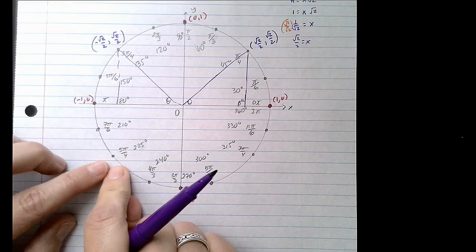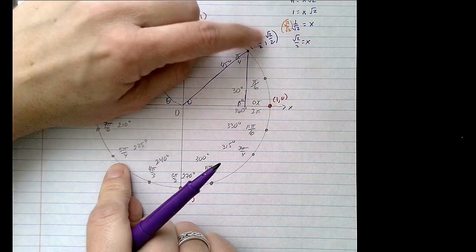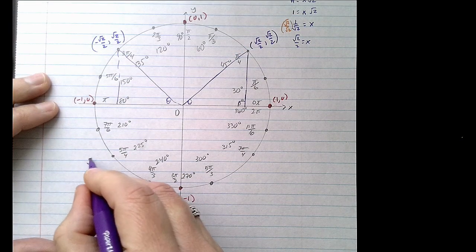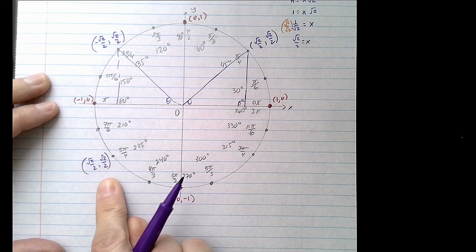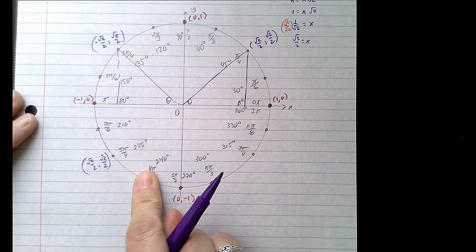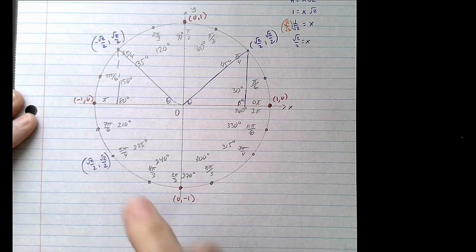What about the point down here? Again, it's going to have the same exact numbers, root 2 over 2, for both x and y. But what about the signs? Well, any point in quadrant 3 is negative, negative. So make these both negative.